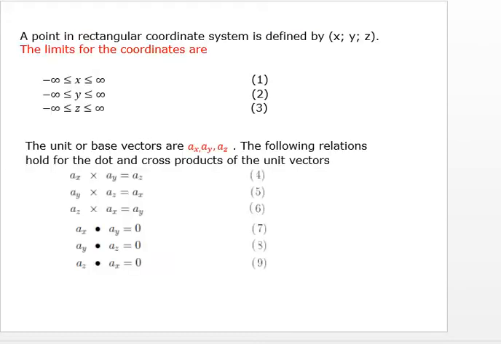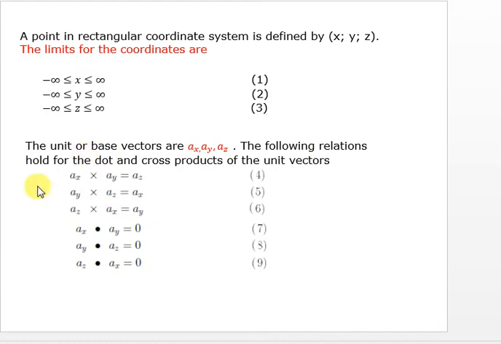The limits of the coordinate system, you can say the range of the coordinate system, are: the range of x is minus infinity to infinity. The range of y is minus infinity to positive infinity. Similarly, for z, the range is minus infinity to positive infinity. The unit vectors of these axes are ax, ay and az.